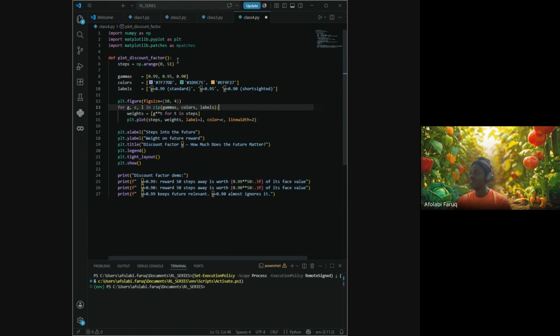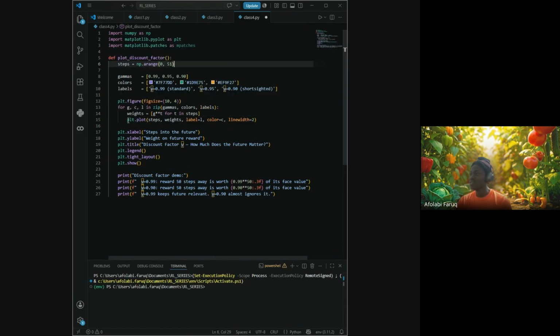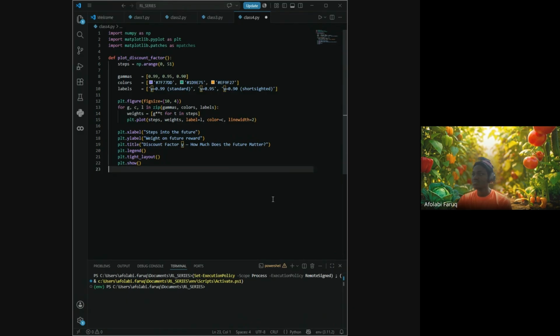So we have steps here, 0 to 50. You can calculate the weight by multiplying our gamma by each of the values over there, and then we get the weights. Whatever we get here, we plot our graphs. You don't even need to print this. Now let's take a look at what that would look like.